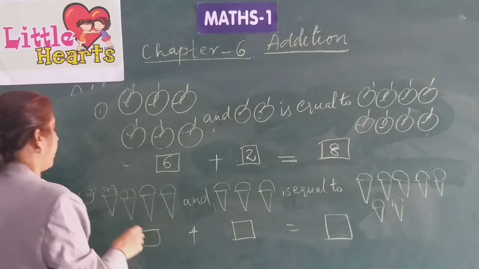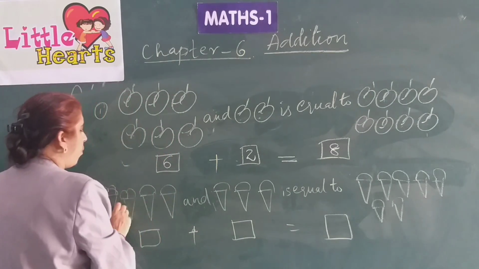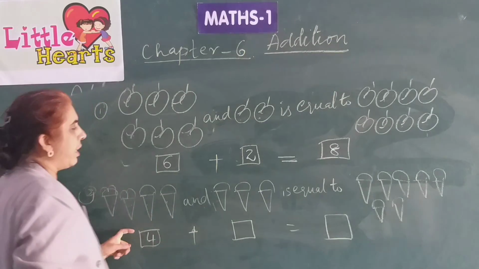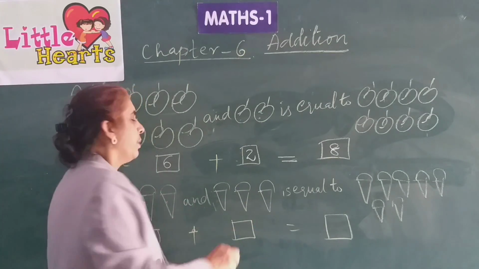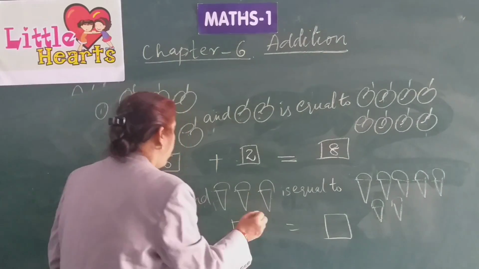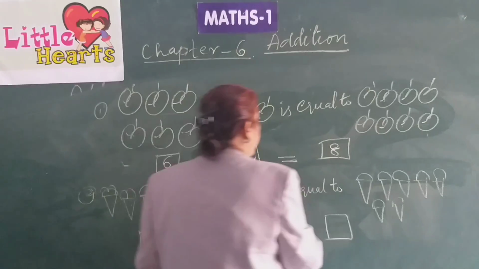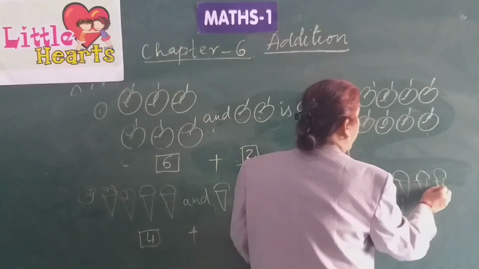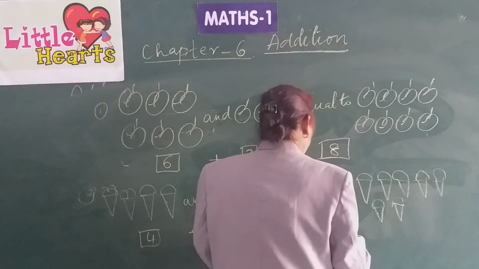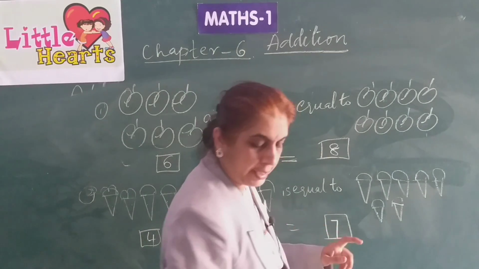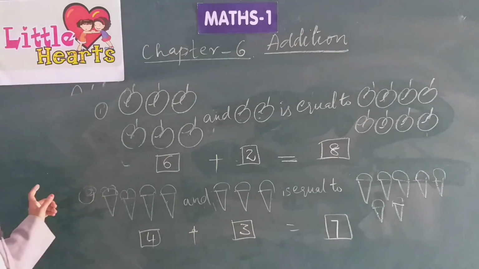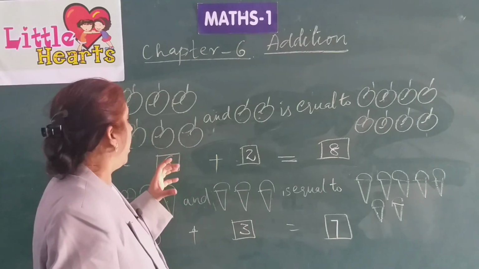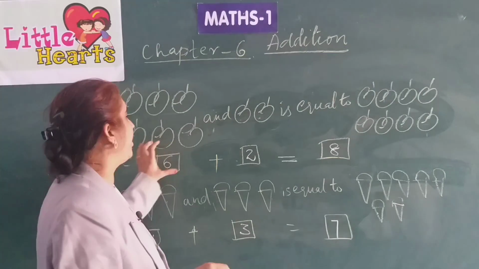In the same way here, in the first set there are 4 ice cream cones: 1, 2, 3, 4. And for that 3 more are added: 1, 2, 3. 4 plus 3. And after putting together both the collections: 1, 2, 3, 4, 5, 6, 7. So 4 plus 3 equals 7. In this way you need to know how to count 2 collections of objects put together.